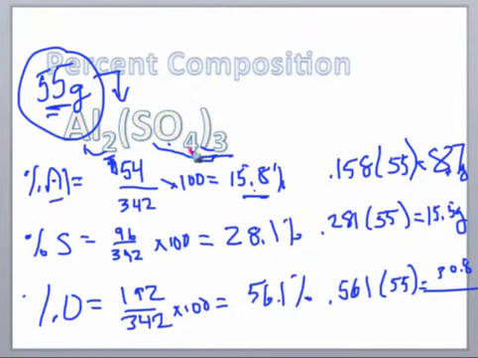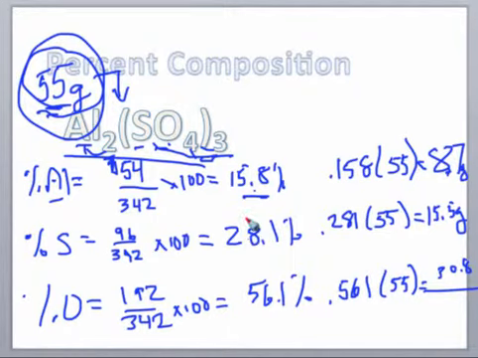So just once again, what we're trying to find is the grams of aluminum, the grams of sulfur, and the grams of oxygen in a 55 gram sample of aluminum sulfate. So what we're going to do in the lab is actually take these compounds and break them down and figure out how many grams of each element would be in the compound.